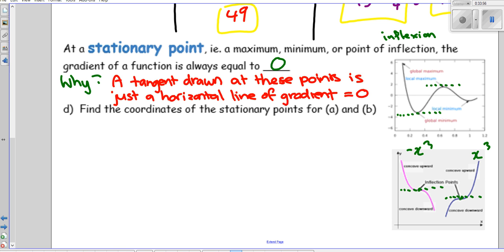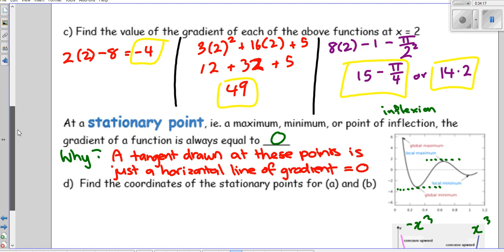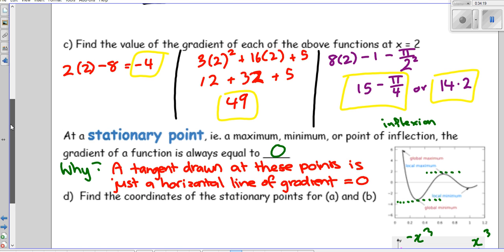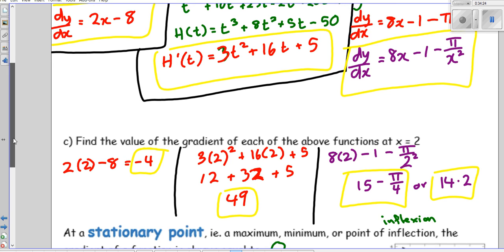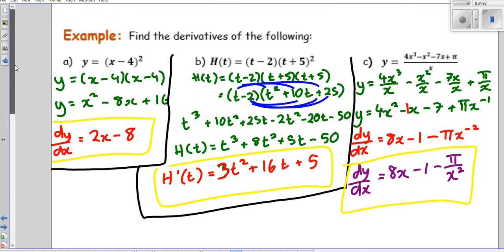So quite often you have to use this. I've tried to give you a nice easy one. So let's find the coordinates. Quite often you're asked to find the coordinates of the turning points, or a maximum or a minimum. So for A and B at the top, let's find the coordinates of those stationary points. The first thing you look for is the x coordinate, and you use the gradient function. You set it equal to 0, and you solve for x. That's how you get your x coordinate. And then to find the y coordinate, you sub the x back into the y. So that's what we're going to do.